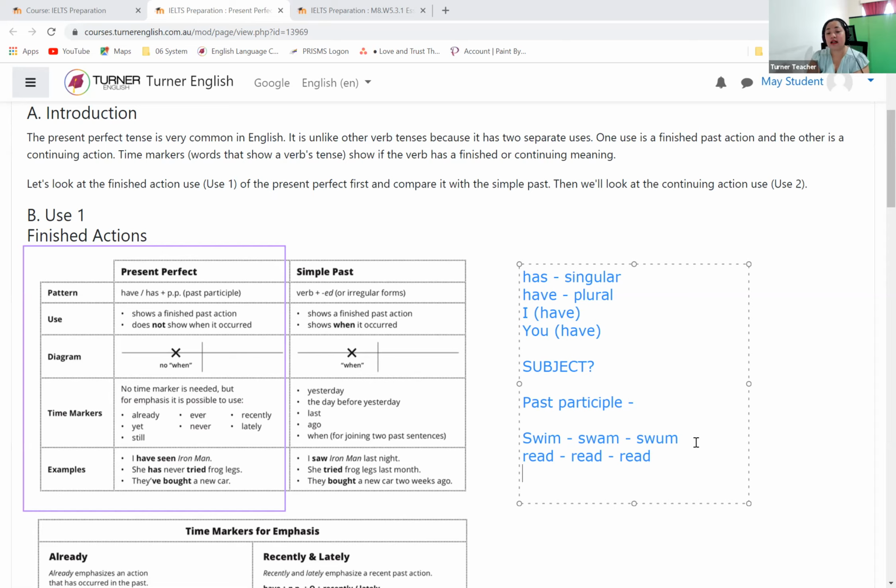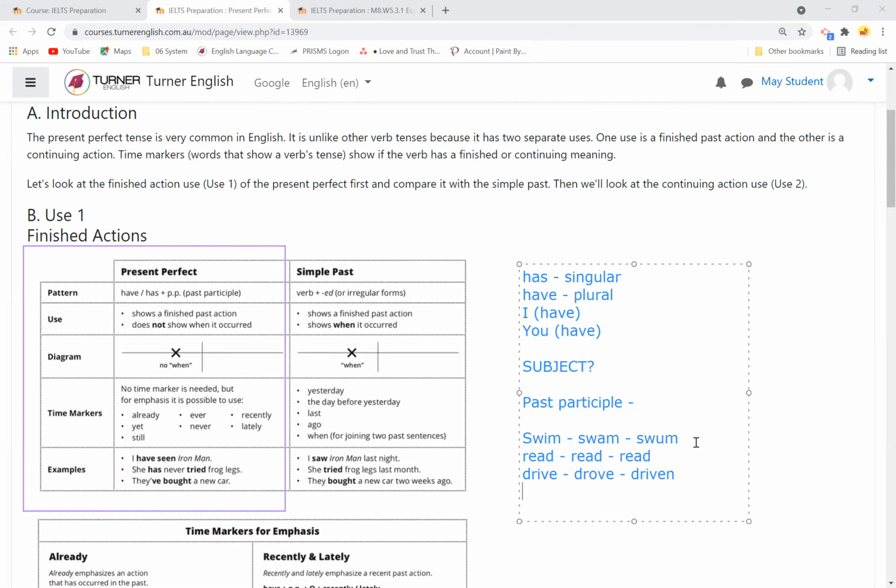Okay, next. If our verb is drive, what will be our past tense? Drove. And what will be our past participle? Driven. Beautiful. Good. If our verb is cut, what would be our past tense? Cut. And the past participle is? Cut. Okay, beautiful. So I don't have to review the past participle.